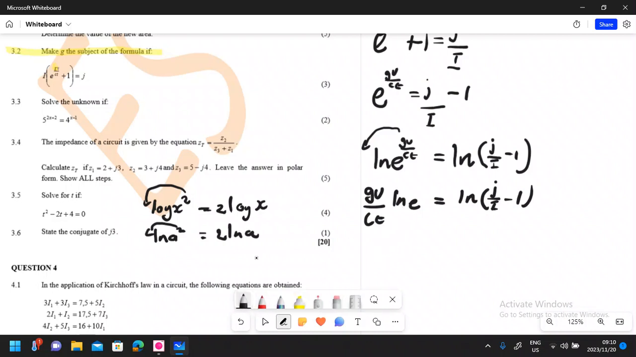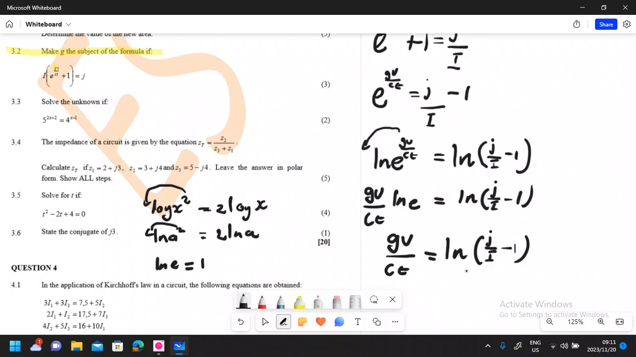Now, there's something that you need to know about natural logs. When you have natural log e, the answer is 1. This is similar to log base 10 of 10. The answer is 1 because the base of natural log is e, right? So go and check your natural logs in your textbooks. You'll see that it is 1. So meaning here, we have natural log e, we're going to be left with GV over CT. And then we're going to have the same thing here, natural log J over I minus 1.